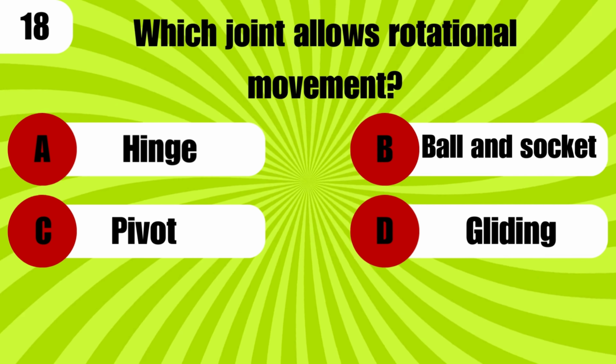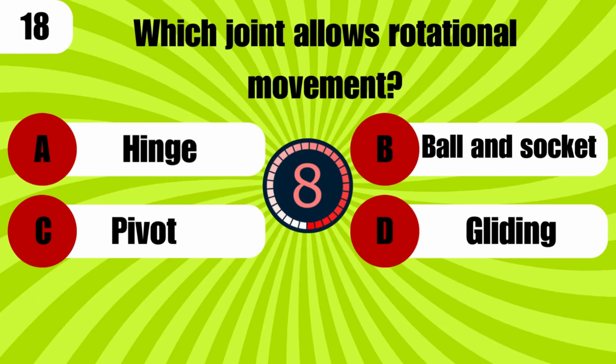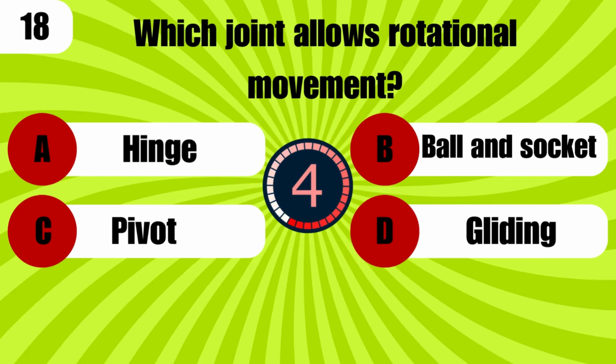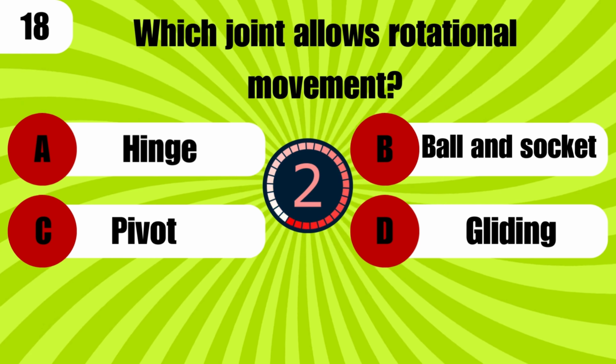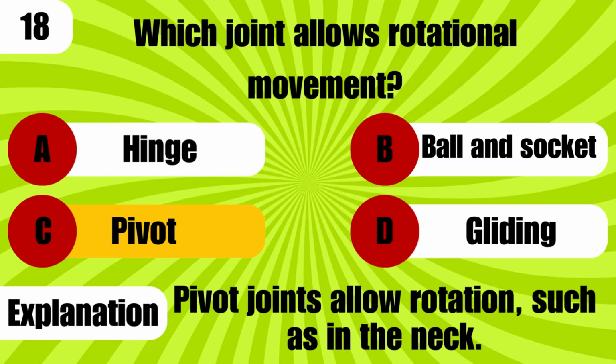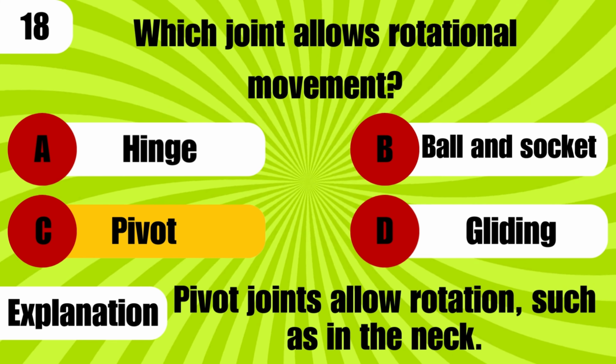Which joint allows rotational movement? Option A hinge, ball and socket, pivot, gliding. The right answer is pivot. Pivot joint allows rotation such as the neck.